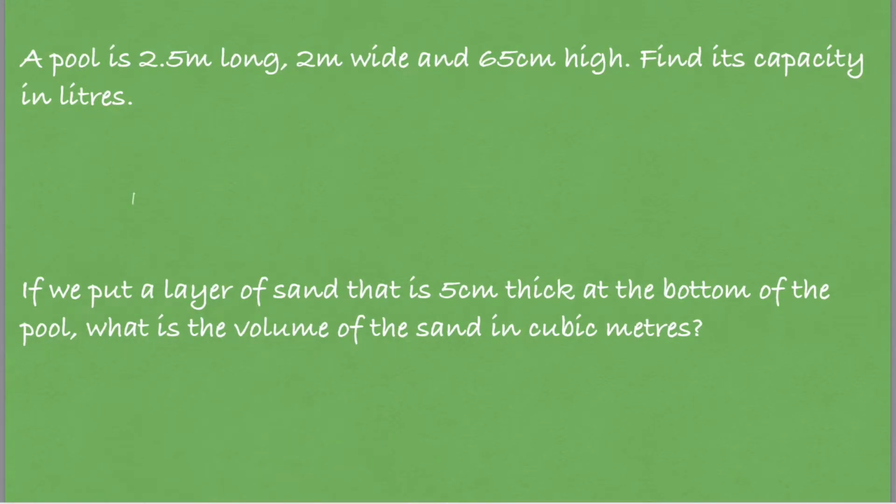Second question: a pool is 2.5 meter long and 2 meter wide. So length and width are given, and it is 65 centimeter height. Now, as you remember, the unit of length is meter, unit of width is meter, but unit of height is centimeter. It is better to convert it to meter. 65 centimeter is 0.65 meter, and we are going to find the capacity in liter.